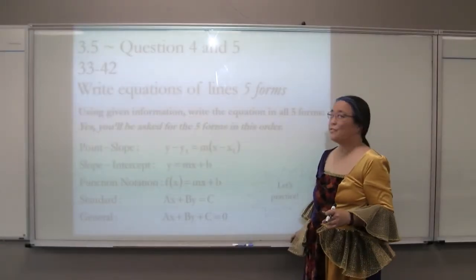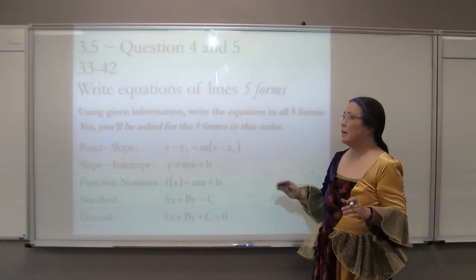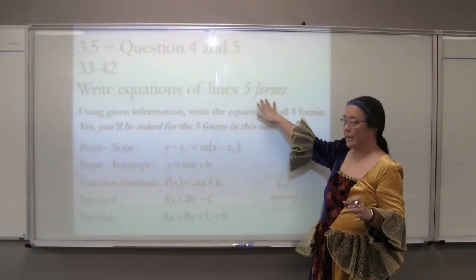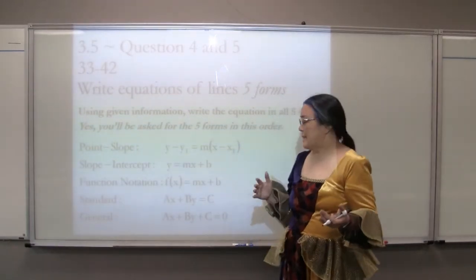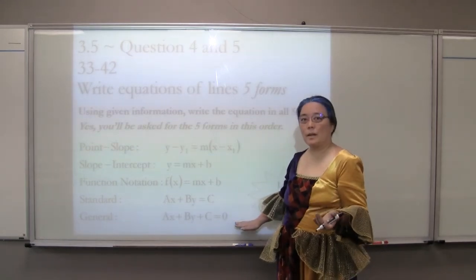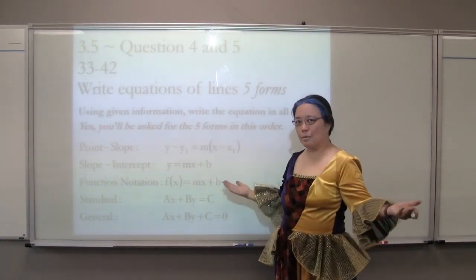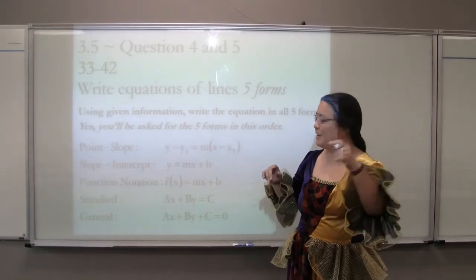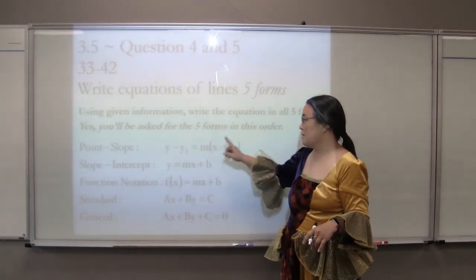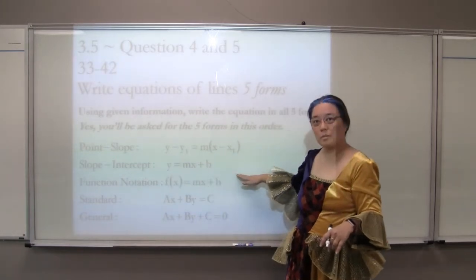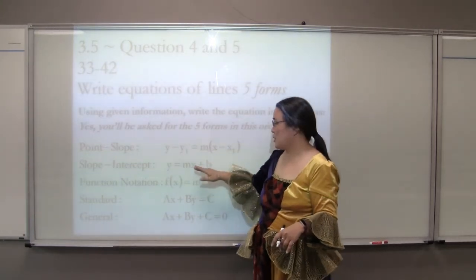Chapter 3, Section 5, Questions 4 and 5. You're going to be writing the equations of lines in up to 5 forms. Now, if you look in the textbook, they don't have this last form, but it's in your college class, so we figured why not teach it to you now. So, point slope form, we were just going over point slope form. Slope intercept form, we've been going over for a while since chapter 2.